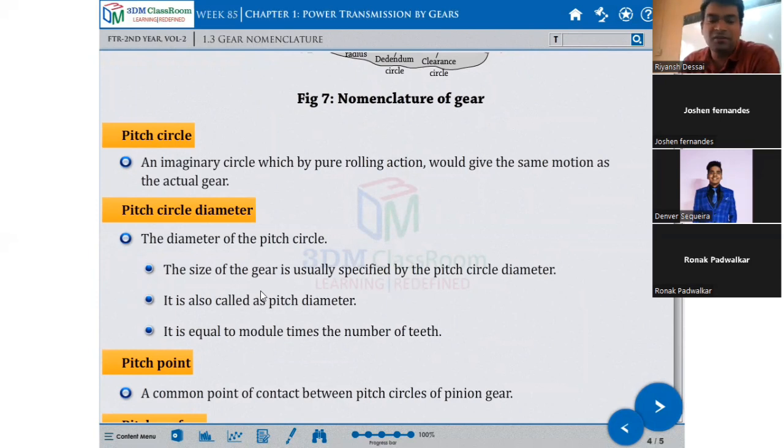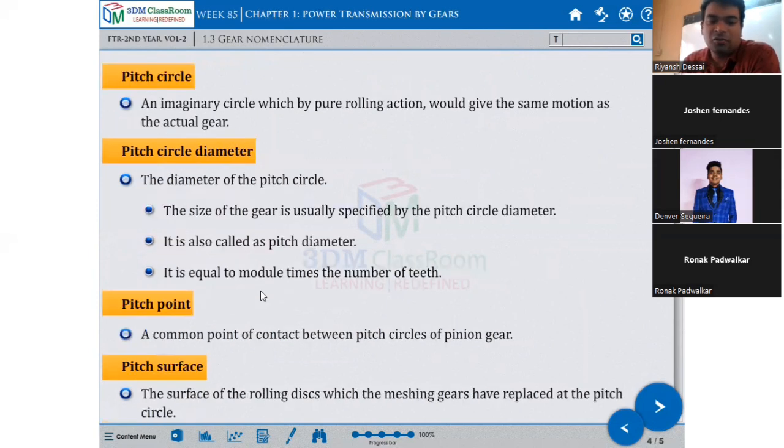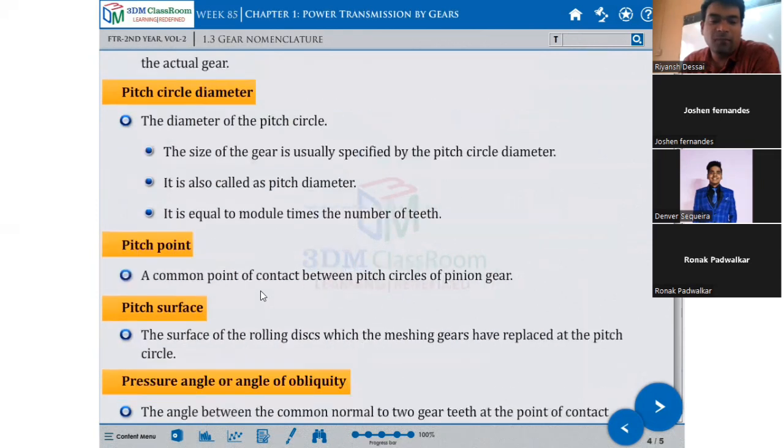Whenever the gear size is designed, it is based on the pitch circle diameter. It is also called the pitch diameter. It is equal to the module times the number of teeth. So what is the module? We'll see that. Pitch point is the common point of contact between the pitch circles of the pinion and gear.